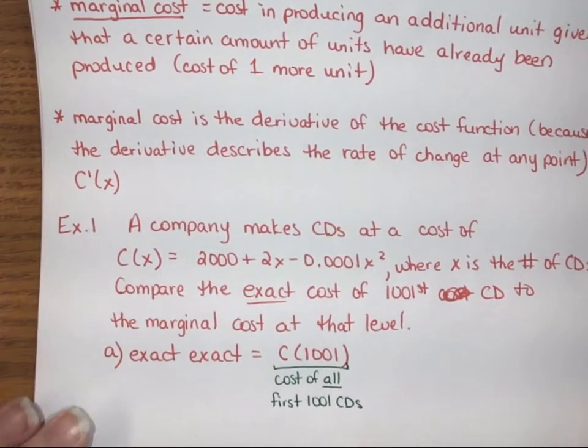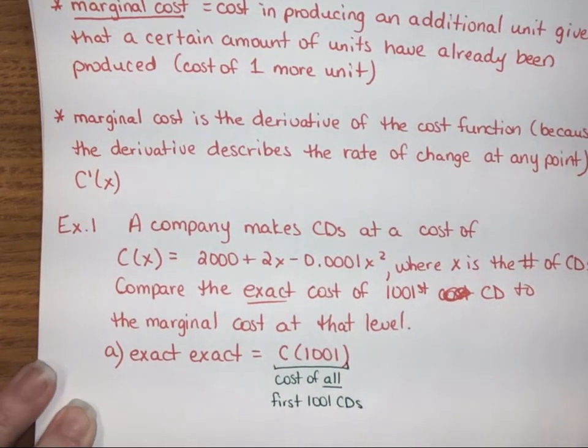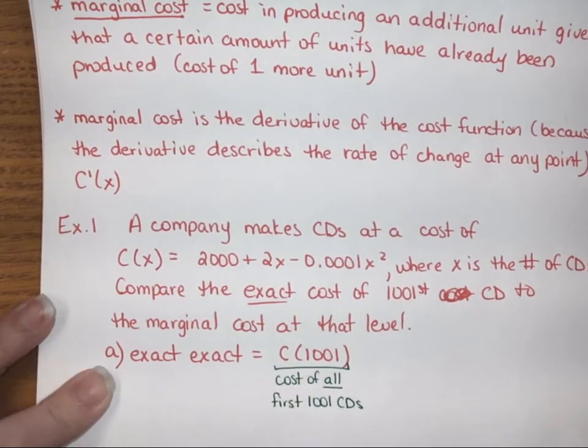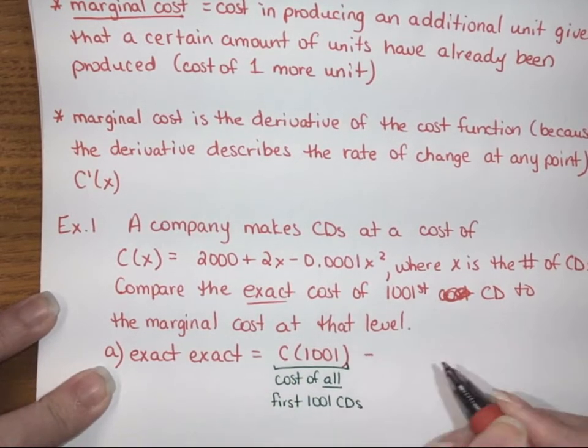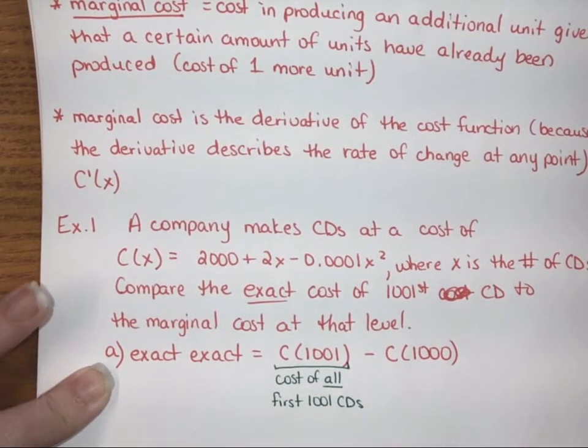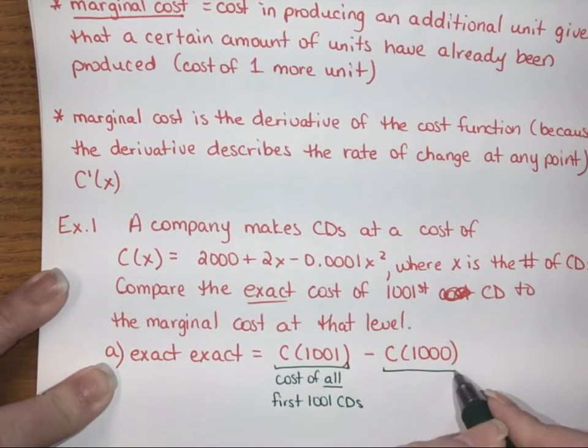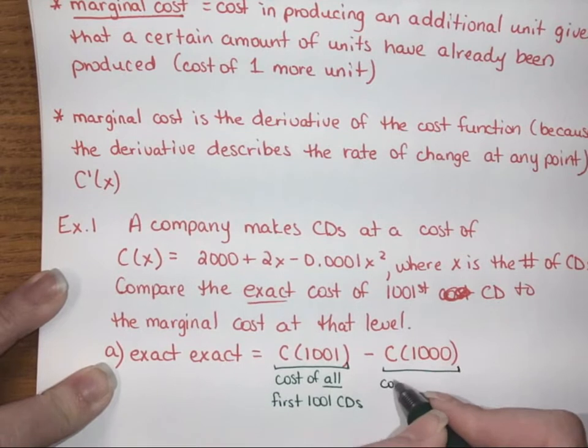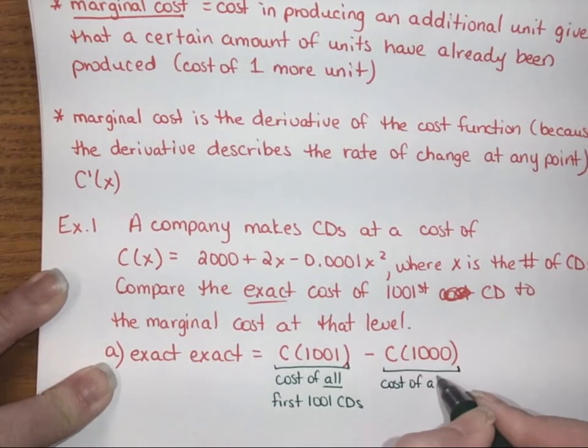And remember, all I really want is the specific item 1,001. I don't want items 1 through 1,001. So to get to the one that I want, I'm just going to take off C of 1,000, because notice that would take off items 1 through 1,000, leaving only the 1,001st, which is what I wanted.